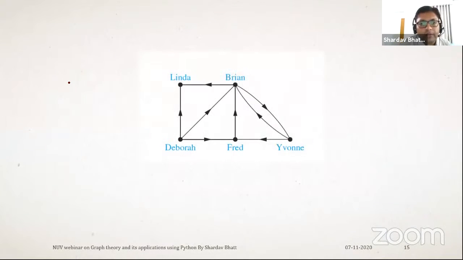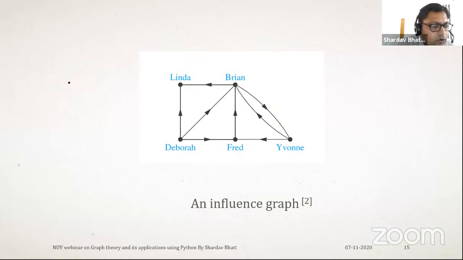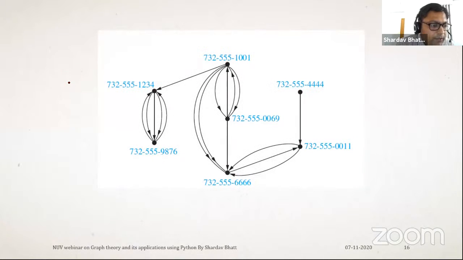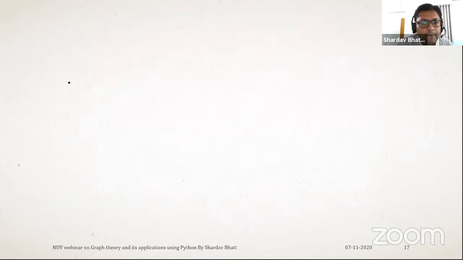Graph theory has also application in influence graph. So here, which person is influencing the other person? That is represented by this directed graph. You can see directions are involved. Another application is a call graph. So call graph is also a directed graph because from which number to which number the call is going, is it incoming or outgoing? That makes a difference.